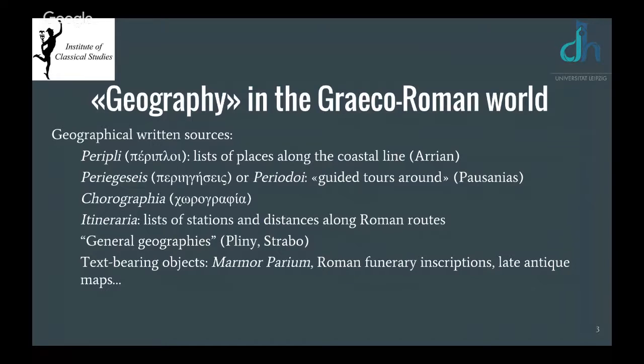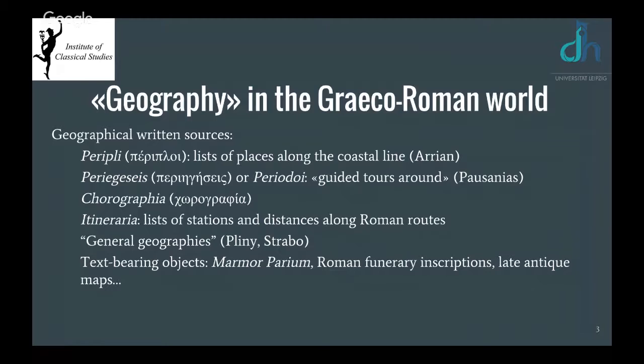And then we have pretty much a Roman equivalent of the periply, which is itineraria, that are essentially lists of stations followed by distances that are not on the coastal line, but in the mainland, and follow essentially the Roman road network. Then we have the more literary geographies that are comprehensive geographies that also include any type of scientific cartographic information about how to describe space, how to describe meteorological information and so on, such as the geographies that were written by Pliny or Strabo.